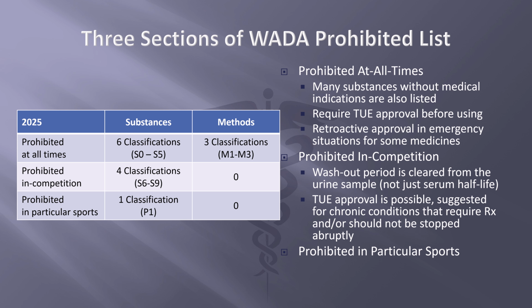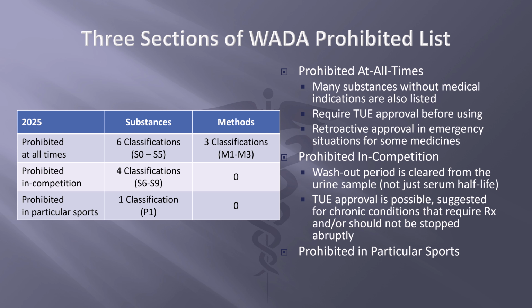For substances that are prohibited at all times, we want to help an athlete apply for a therapeutic use exemption, or a TUE, typically before using that medication, and we'll go into that a little bit. And then with substances that are prohibited in competition only, there are some clinical situations where an athlete might need to apply for a therapeutic use exemption, especially when the substance is used for a chronic condition, so the prescription should not be abruptly stopped, or for other reasons it cannot be stopped. For those athletes, we would assist them in applying for a therapeutic use exemption.